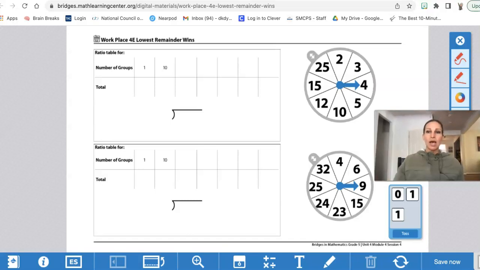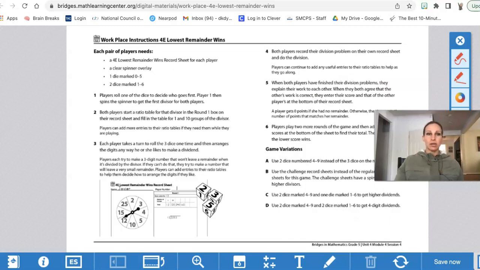Hey, fifth graders. I'm going to go over the directions for lowest remainder wins. There are some materials that you're going to need to make sure that you have. So let's take a look at those. You're going to need to each have a lowest remainder wins record sheet. There are two versions. There's a regular version and a challenge version.